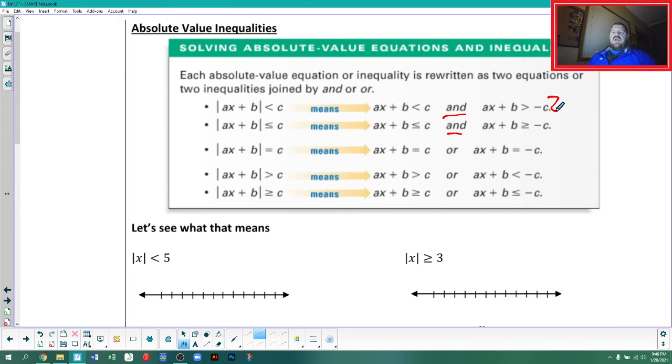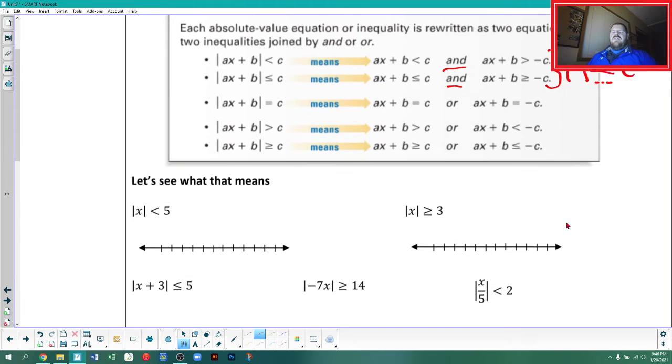Okay? So this happens when absolute value is less than or equal to. I get stuck thinking this way too: anytime the arrow is pointing at the absolute value, it's an "and." Everywhere else, it's an "or." Equals, we already dealt with. If we're trying to say that the absolute value is bigger than a number, that's also an "or." And let's look at what that means.